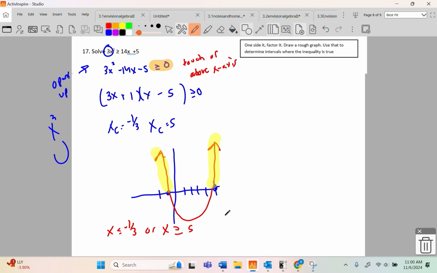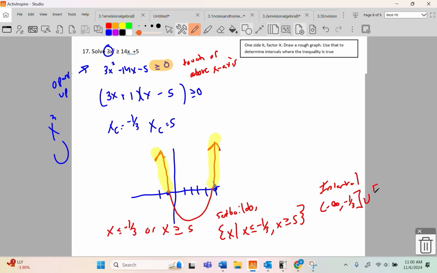So if we like set builder notation, remember set builder? All values of x such that x is less than or equal to negative 1/3, comma, x is greater than or equal to 5. If we like interval, I'm running left to negative infinity, all the way to negative 1/3 with a bracket because we have equality, union with a bracket at 5, moving right until I hit infinity. And I did ask for intervals. I legit asked for intervals.